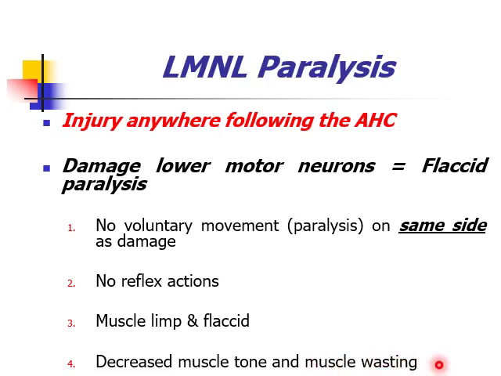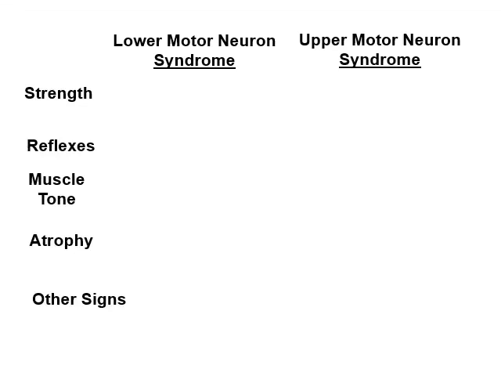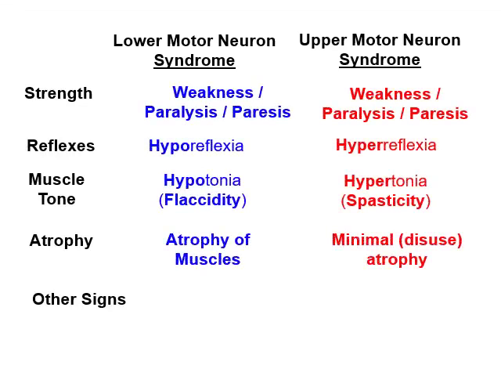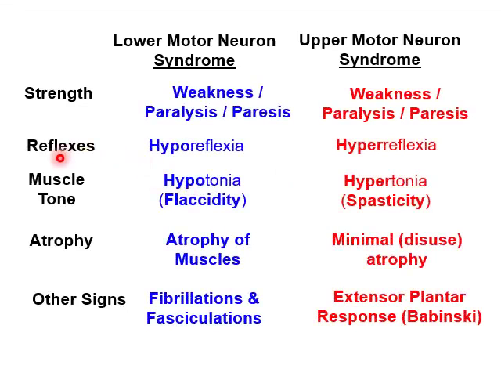If I'm not having a nervous impulse going to a muscle, the muscle will then waste and atrophy. So patients suffering from lower motor neuron paralysis usually suffer from muscle wasting and their muscle starts to atrophy. So this is the difference between the upper and the lower motor neuron lesions: the strength of the paralysis, the reflexes, muscle tone, atrophy if it's present or not in the muscles, and other signs if present or not.